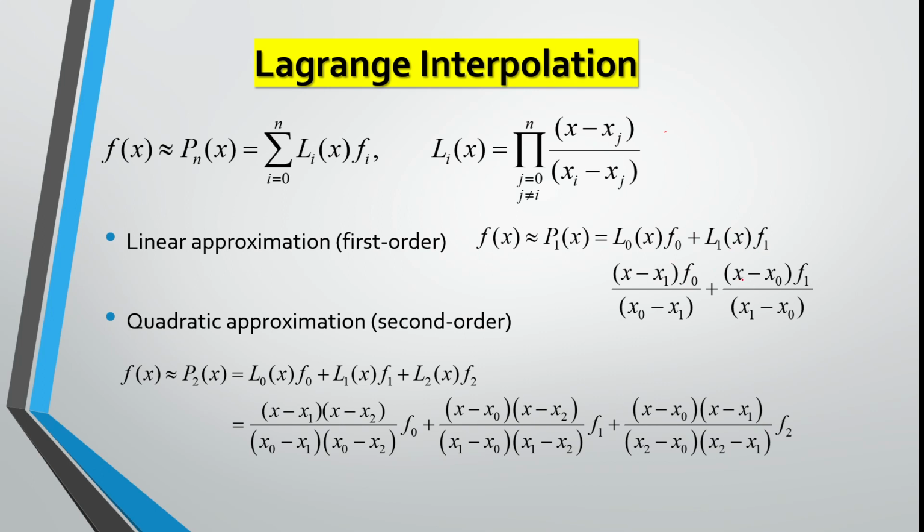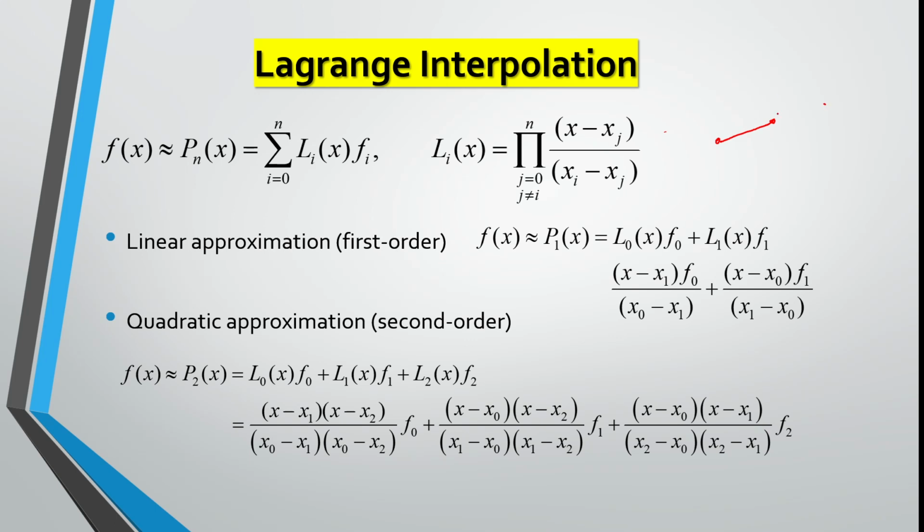For L1, x minus, it cannot use the point number 1, so x minus x naught, divided by the denominator where you replace x by x1, multiplied by f1. So this is the Lagrange interpolation for first order or linear approximation. It means we take only 2 data points. When you take 2 data points and connect them, it is actually a straight line, so it's a linear approximation.